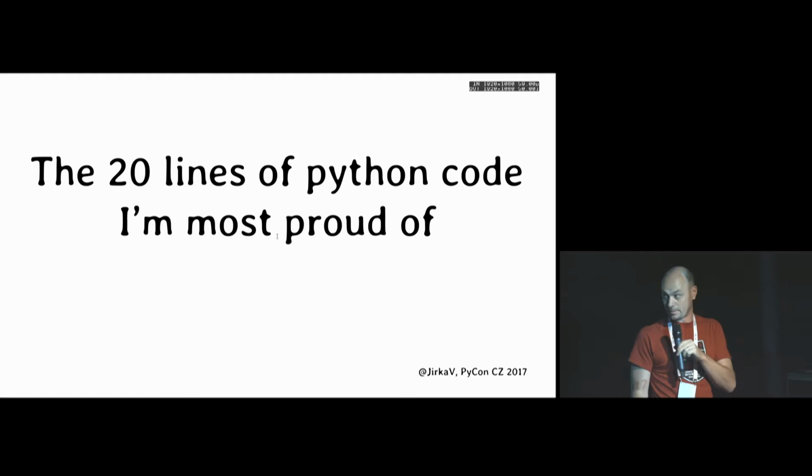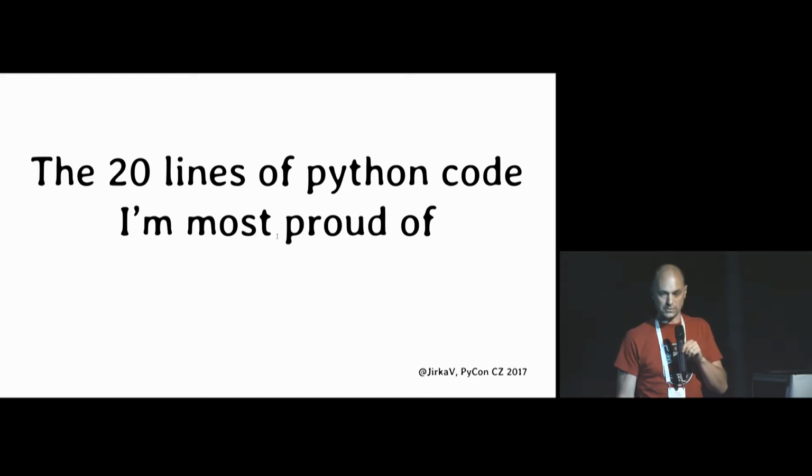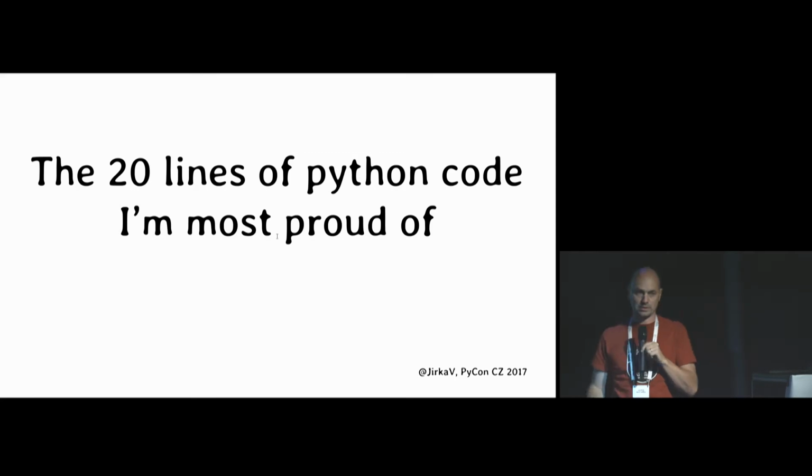I realize I'm the last one standing between you and beer, so my apologies. I recently estimated I wrote between 50,000 and 80,000 lines of code in Python in my life, and I'm going to show you the 20 I'm the most proud of.